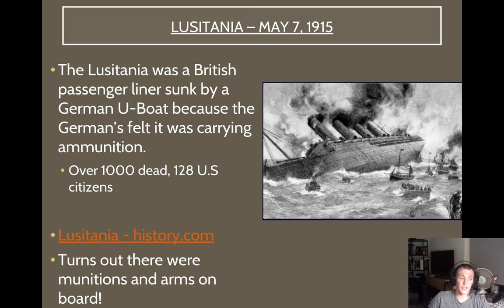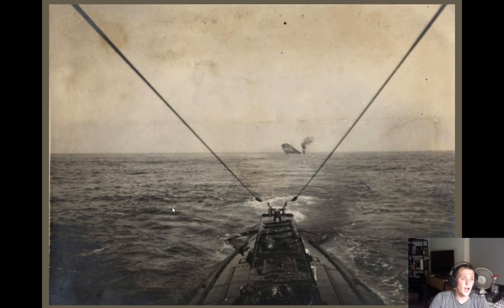The Americans and British are outraged because they claim, of course, that they weren't carrying the ammunition like the Germans said, and it turns out, well, they were lying, right? And the Germans might have been a little bit more justified to sink this ship than was ever claimed, and there were ammunitions and things like that on board. There was a video we watched in class. This is actually a picture of the Lusitania sinking from that U-boat, believe it or not.